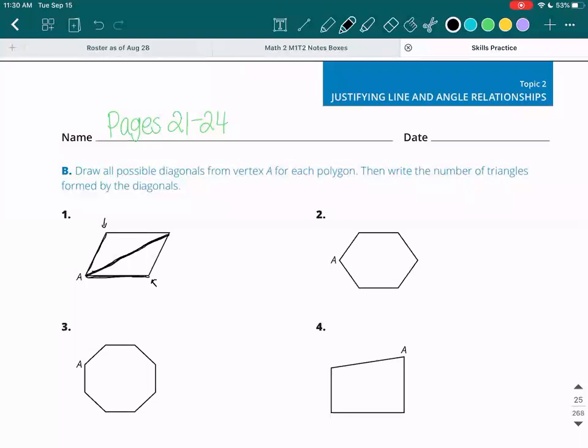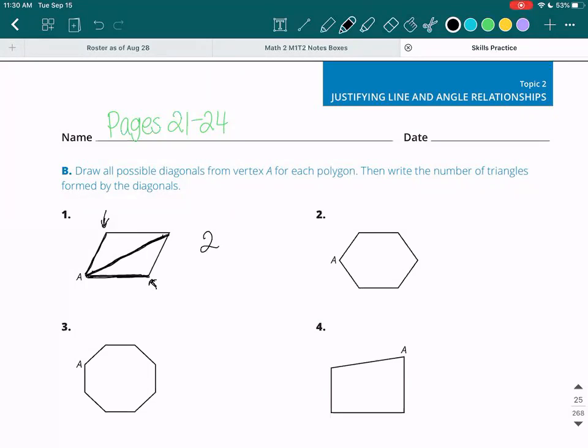Okay, so we drew a diagonal from vertex A to all the corners that we could draw diagonals to. We drew it to the furthest one, and then we said if you took a look at these two corners and you drew a diagonal there, it's not actually a diagonal, it's just the side of the polygon. Then we concluded that we have two triangles.